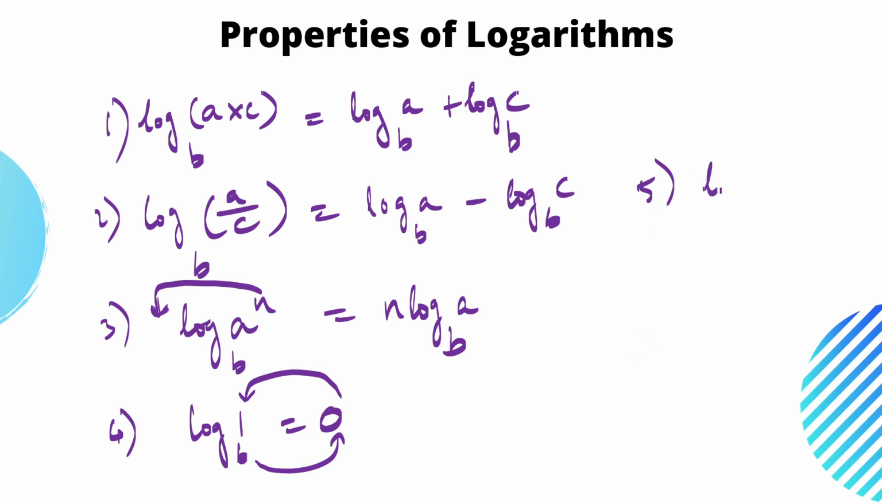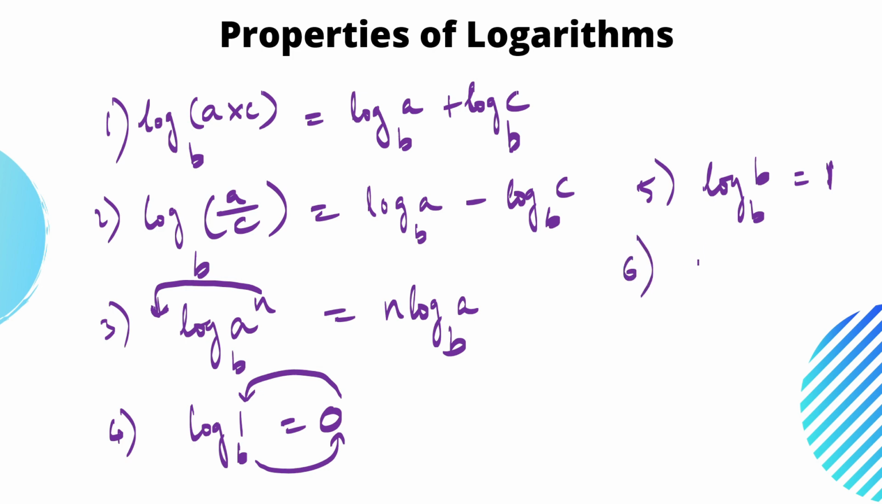What is the fifth one? Fifth one is log b to the base b. What is the value? So b power something must be equal to b. Can I take b square? b square is not equal to b. b power 1 is equal to b. So this is 1. Log b to the base b is equal to 1. Log of something to the base of the same number is equal to 1.